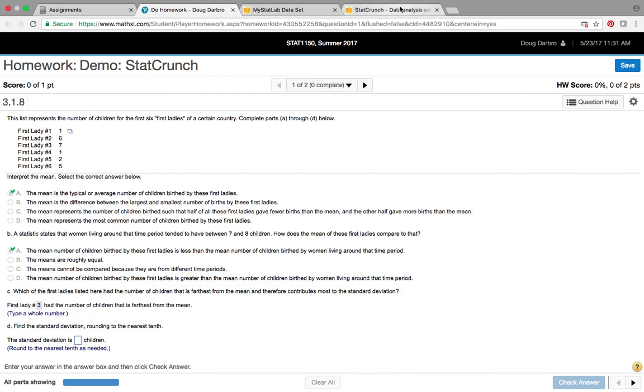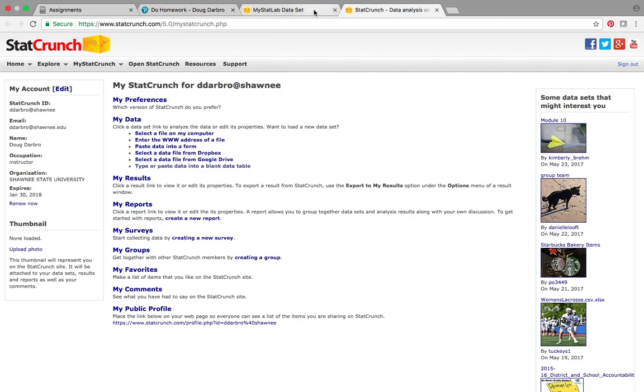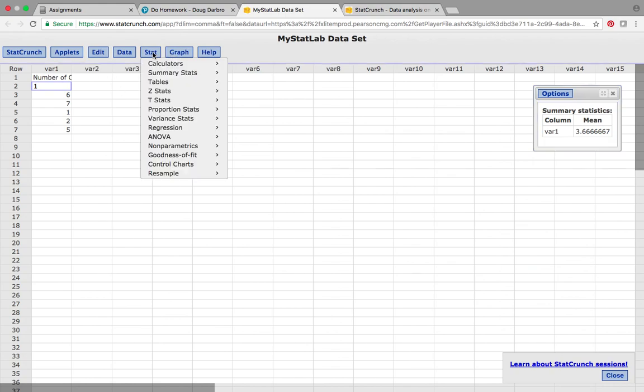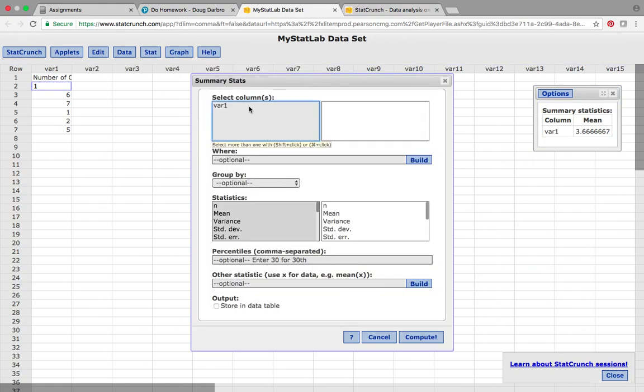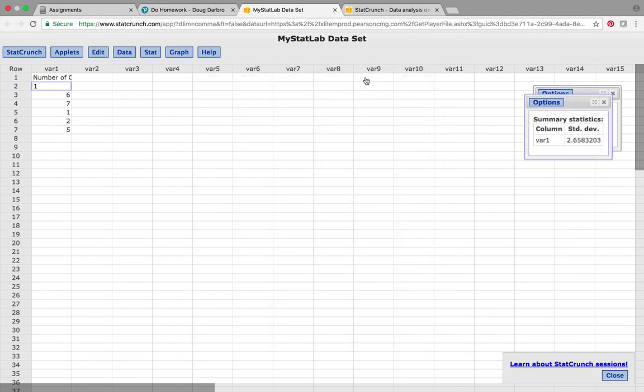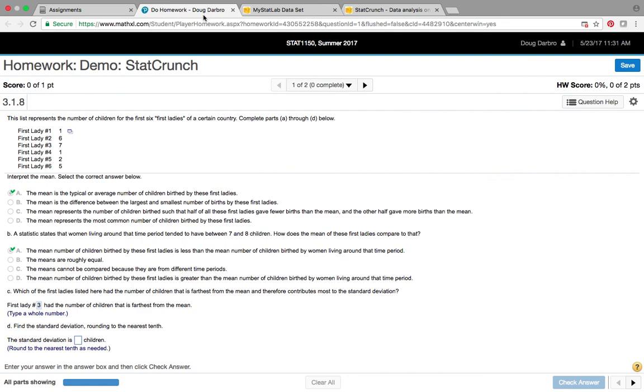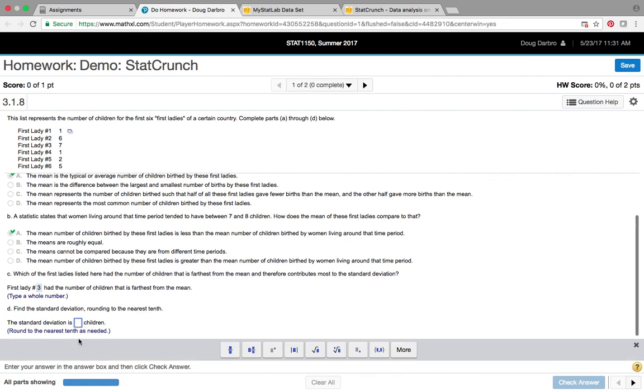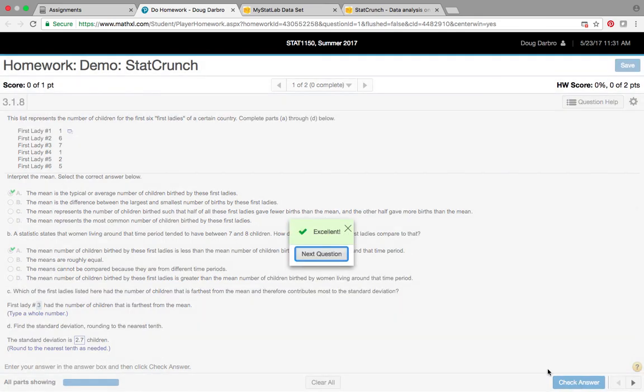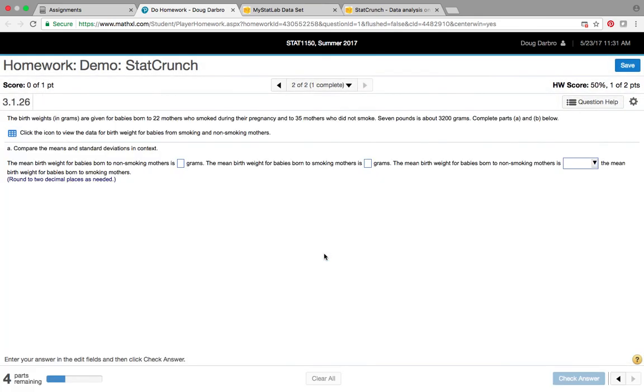Find the standard deviation. All right, let's do it. So the standard deviation is 2.66. But it probably wants us to enter it as tenths, so 2.66 rounded to the nearest tenth would be 2.7. All right, so we're done with that one.